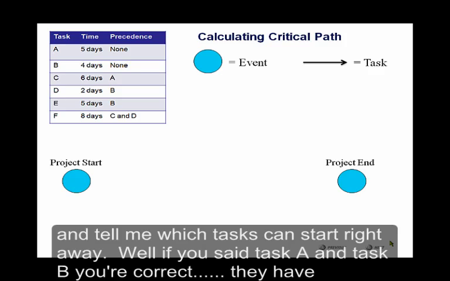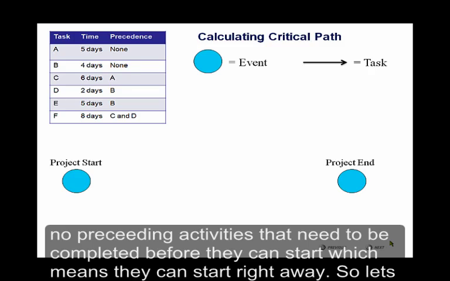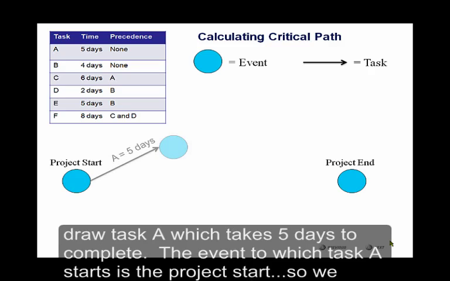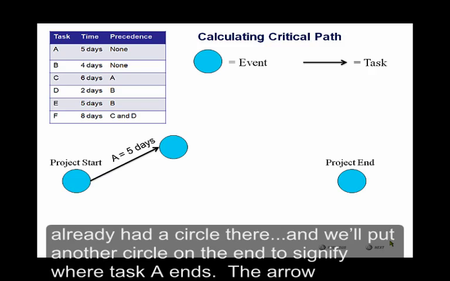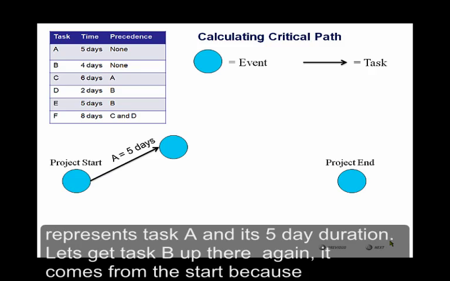Well, if you said task A and task B, you're correct. They have no preceding activities that need to be completed before they can start, which means they can start right away. So let's draw task A, which takes 5 days to complete. The event to which task A starts is the project start, so we already had a circle there. And we're going to put another circle on the end to signify where task A ends. The arrow represents task A and its 5-day duration.